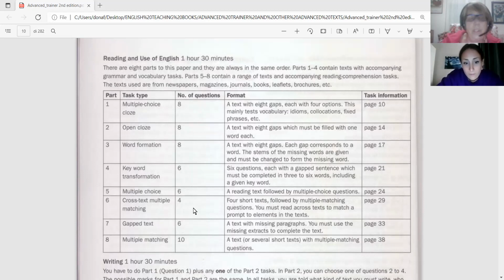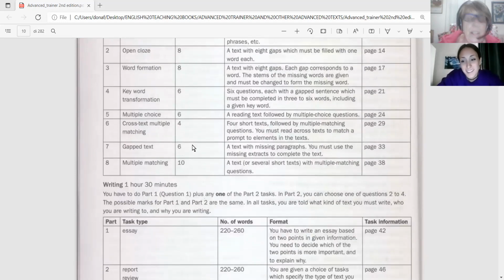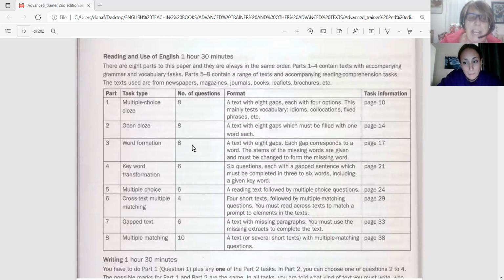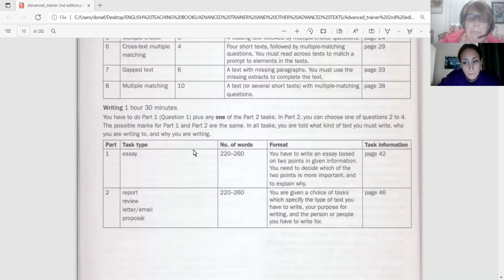6 questions, 4 questions, 10 questions, but sometimes the questions are quite thick. Okay. So this is maybe the biggest part: Reading and Use of English together, 1 hour and a half. Then you've got the writing. The writing has just 2 parts, and the writing is not so difficult.